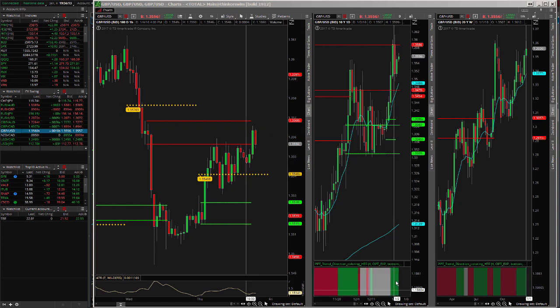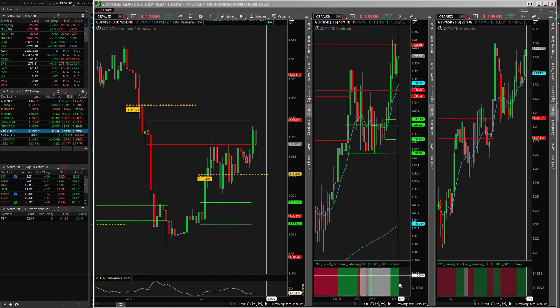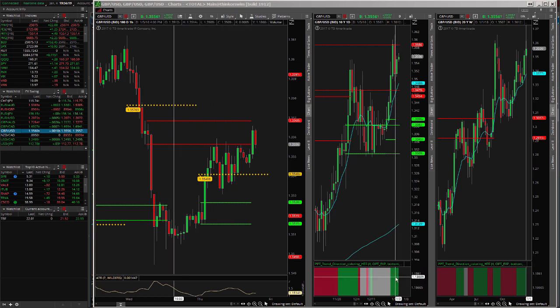So this is one thing I'm also going to add into my filters for my back test. My trend ID, daily and weekly, it's both green. Okay.